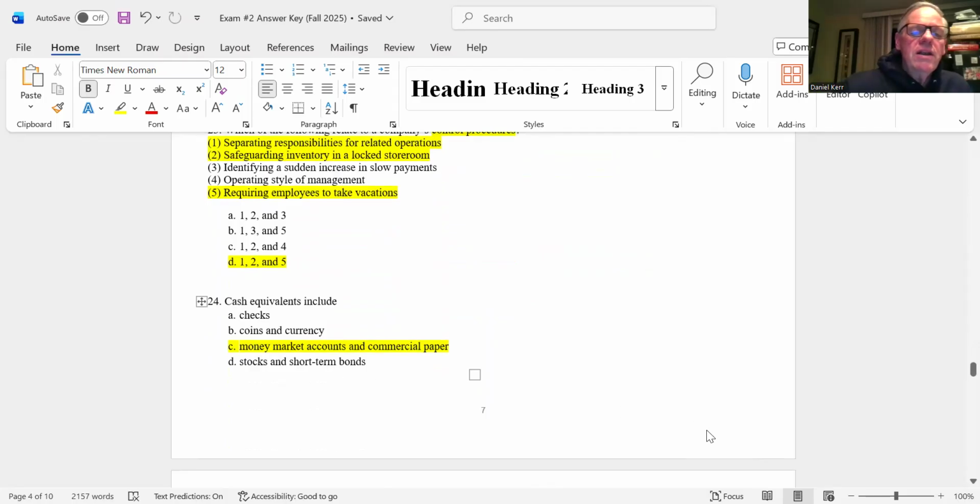Cash equivalents include, now cash equivalents are not cash. Regular cash would be checks and coins and currency. Those are examples of cash. Stocks and short-term bonds are not cash equivalents. Cash equivalents would include money market accounts and commercial paper. Remember, cash equivalents are things that are just like cash. Commercial paper would have a maturity of less than 3 months. So the answer there is C.